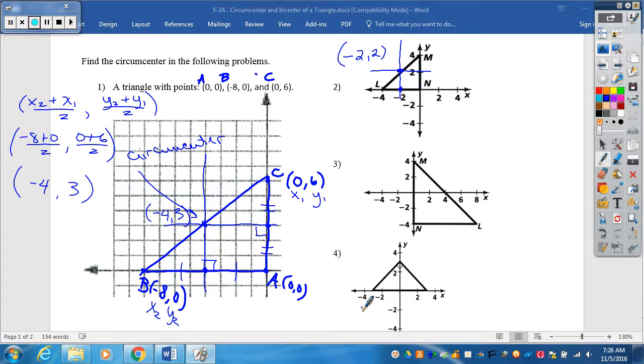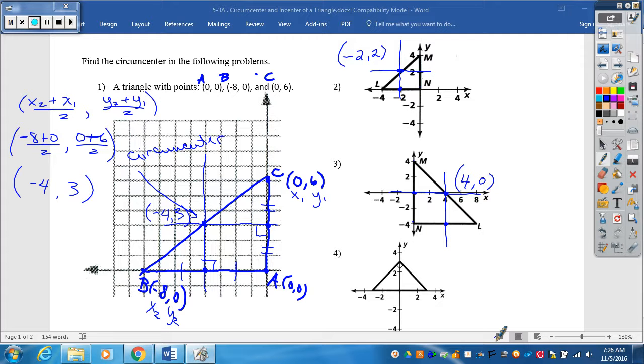For number 3, -4 to 4, the midpoint would be 0. So right there. From 0 to 8, the midpoint will be 4. And so right here at 4, 0, that's what we're looking for, the circumcenter there, okay?